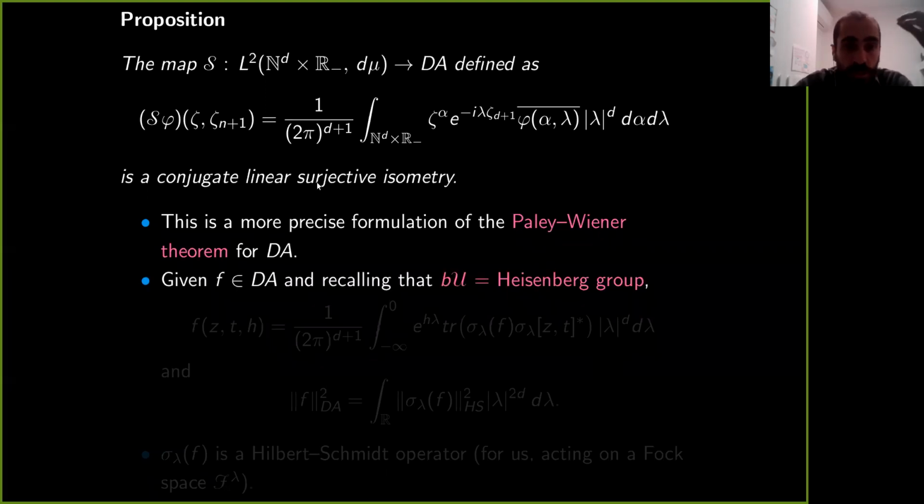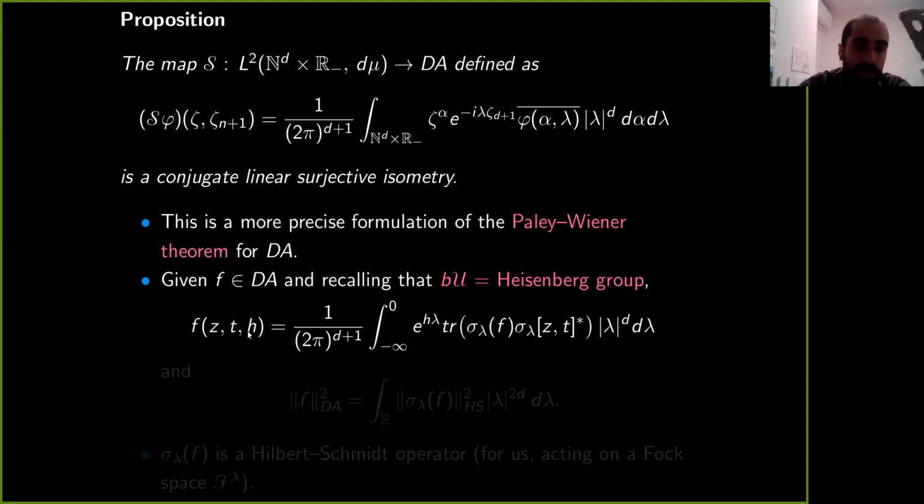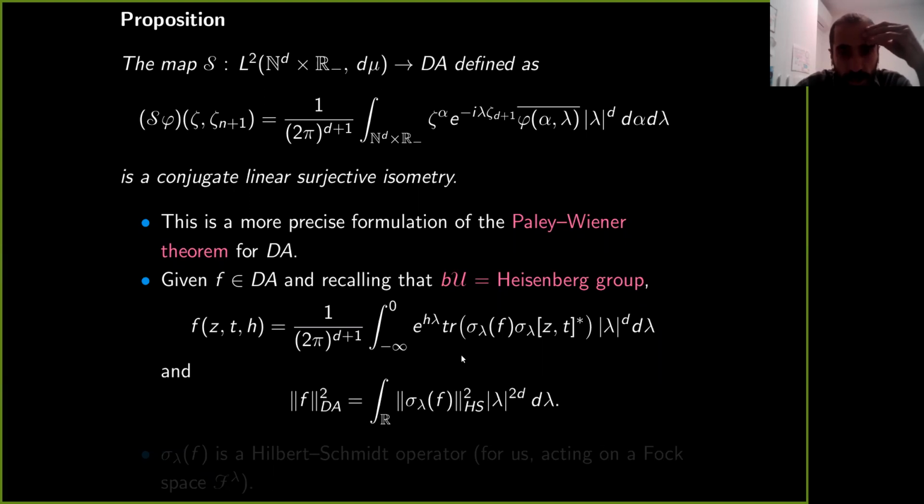I remind you that the boundary of our domain can be identified with the Heisenberg group. If you use the Heisenberg coordinates z, t, h that I introduced before, which maybe you already forgot, we have some special coordinates that reflect the geometry of the group and of the domain. And you have this formula here, which is just the inverse Fourier transform on the Heisenberg group, a well-known object. And this is the Plancherel formula: the Drury-Arveson norm of F is given by the L2 norm of the Fourier transform.